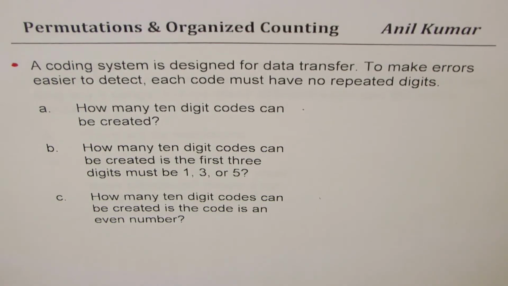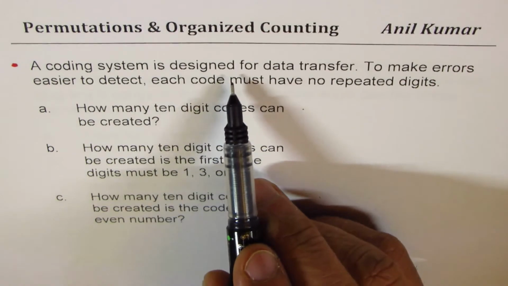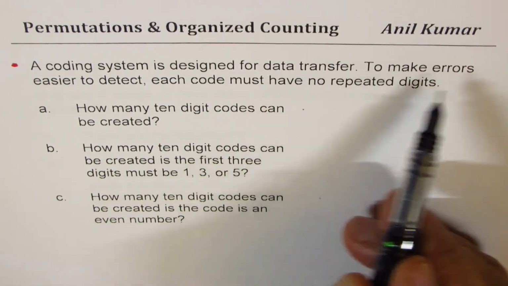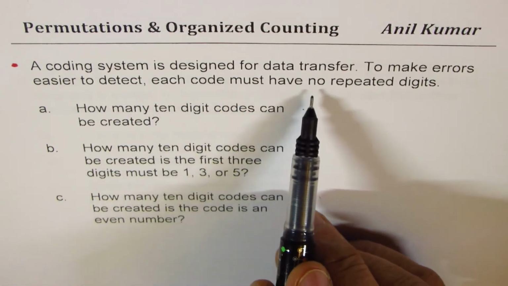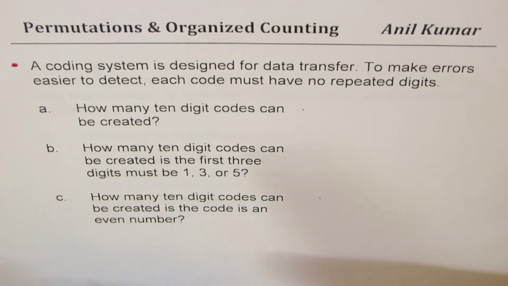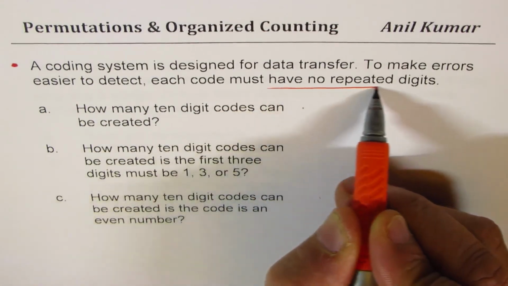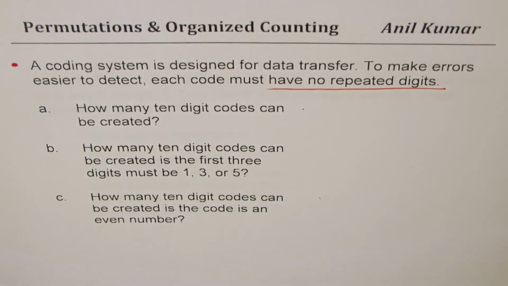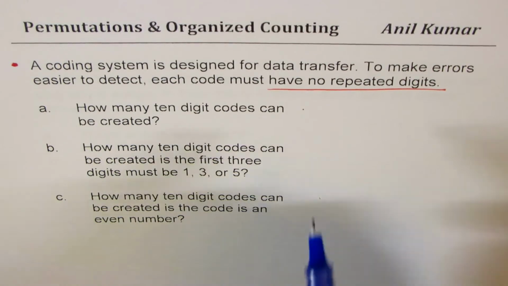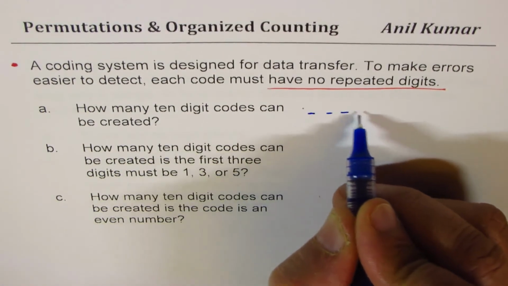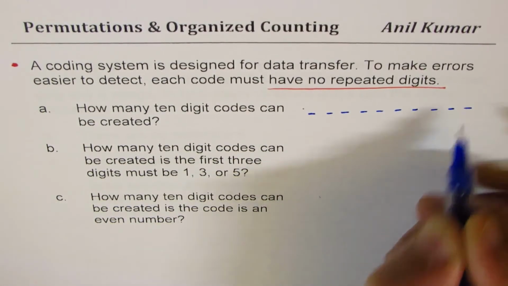The next question here is, a coding system is designed for data transfer. To make errors easier to detect, each code must have no repeated digits. Now that's a condition which we have to follow. Each code must have no repeated digits. Now there are 3 parts to this question. Part 1, how many 10-digit codes can be created?